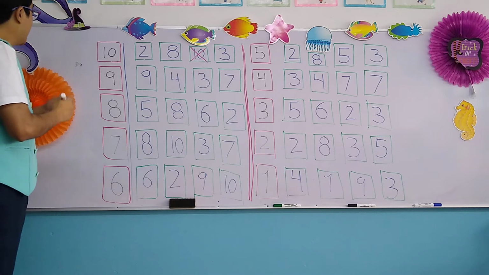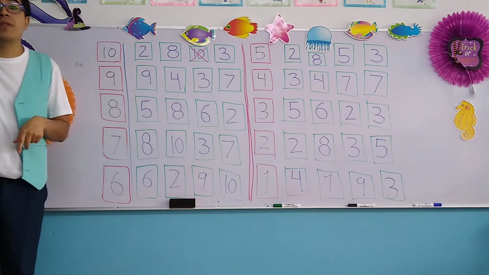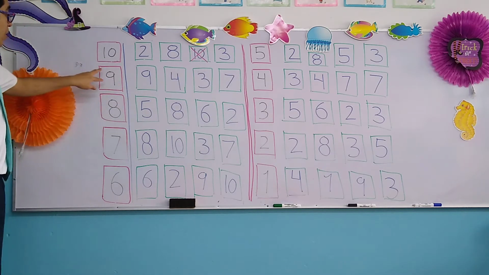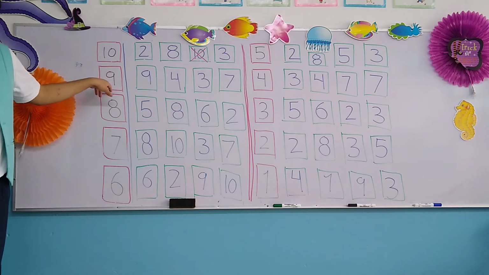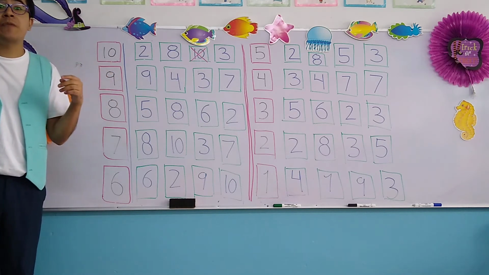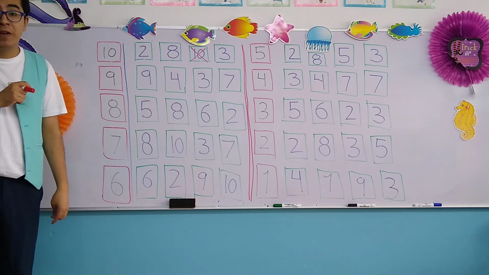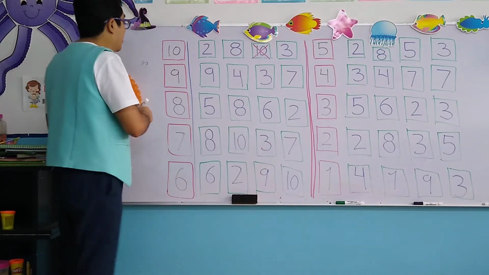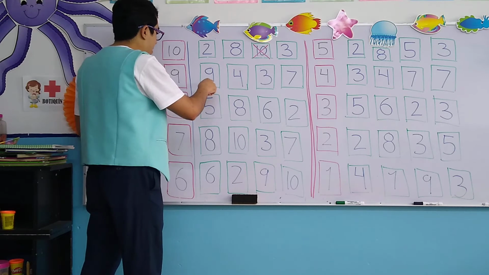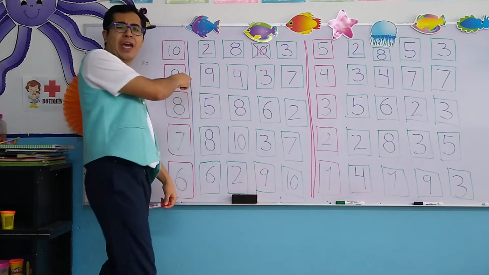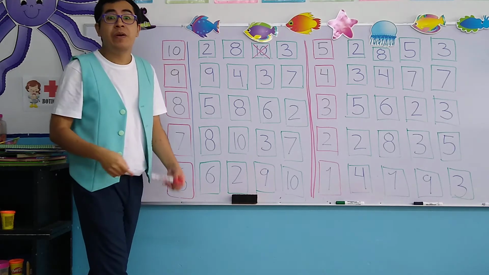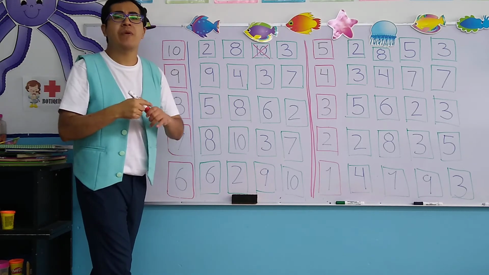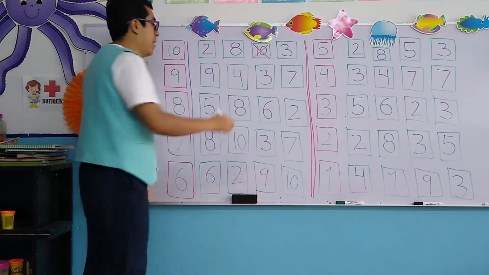Very good. Excellent. Now, let's continue with the second number. The second number inside the square is number 9. So once again, we have to find the pair of the number 9, okay? Let's start. Okay, here, is it the same? Is it similar? Yes. So remember, what do we have to do? We have to mark it with an X.